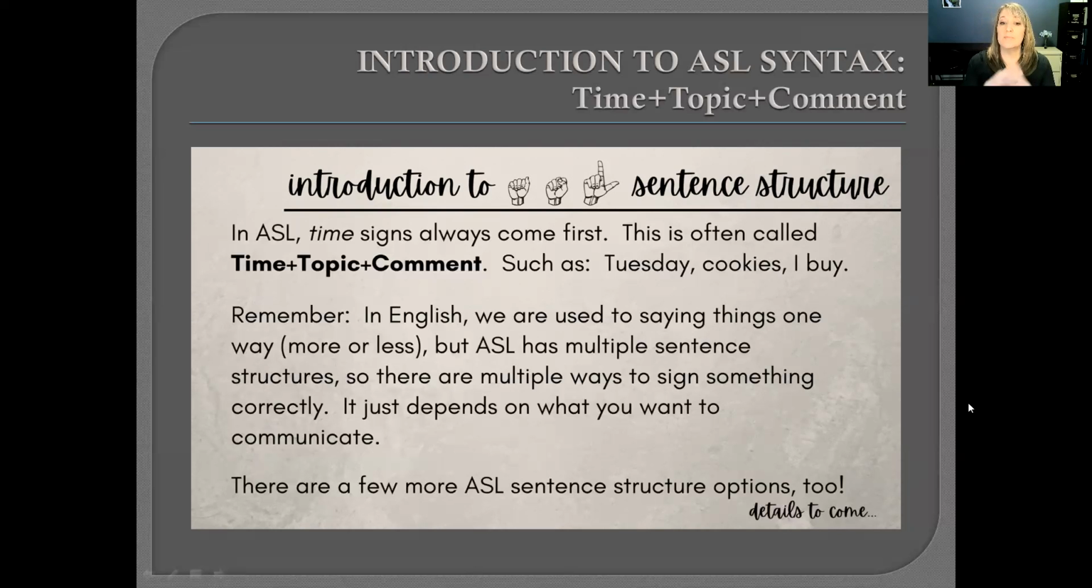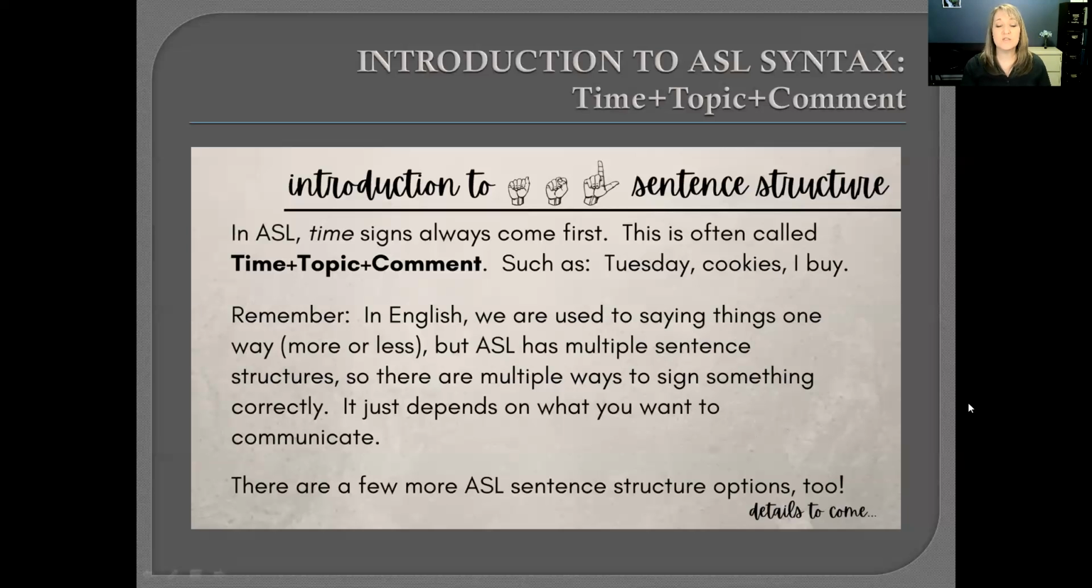So now you have a good understanding of topic comment, which usually follows object, subject, verb, but could follow subject, verb, object. But here's one more thing to always remember. In ASL, time signs always come first. This is often called time topic comment, such as Tuesday cookies I buy. You can't say in ASL, or at least you can't say it correctly, I'm going to buy cookies on Tuesday. Tuesday's always first. Tuesday, I'm going to buy cookies.